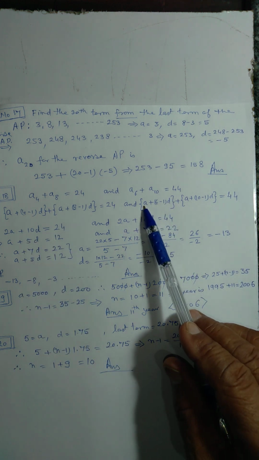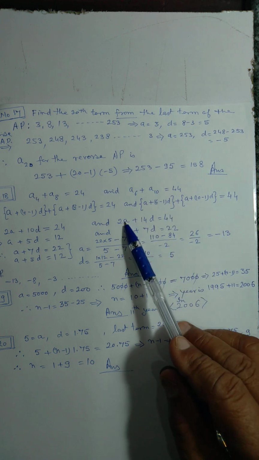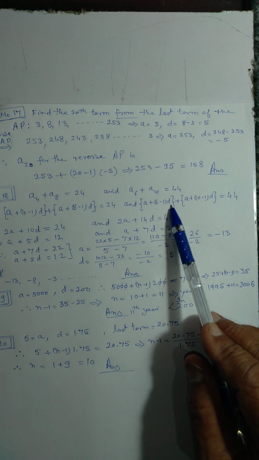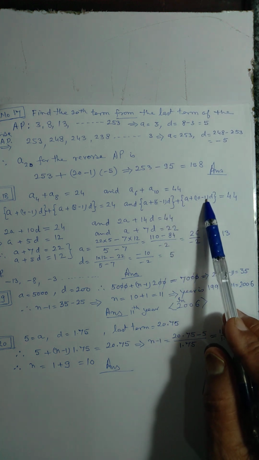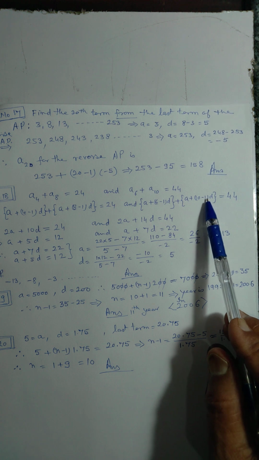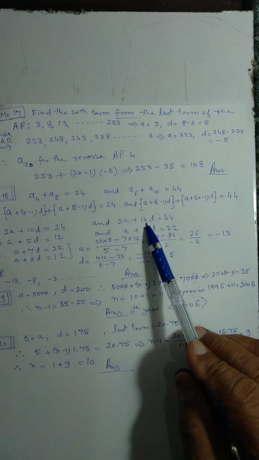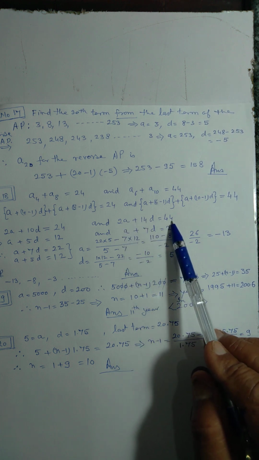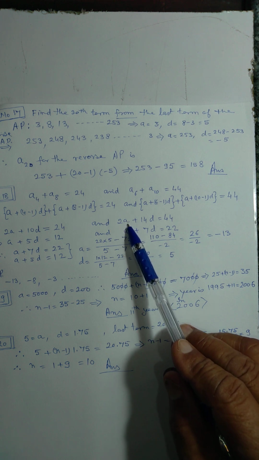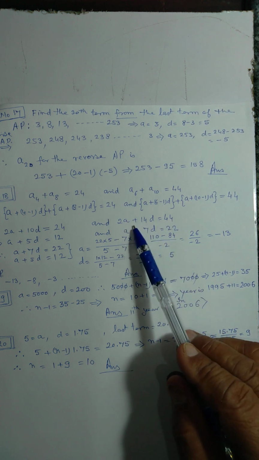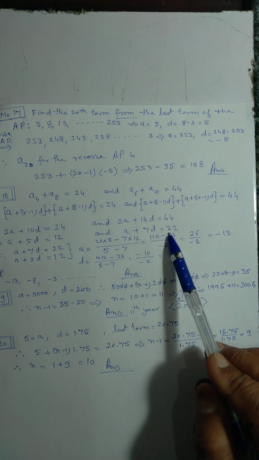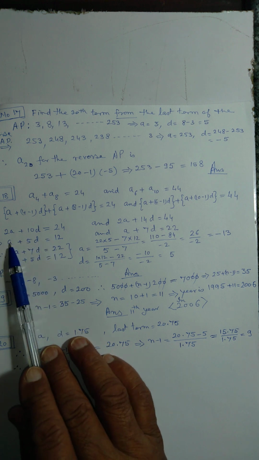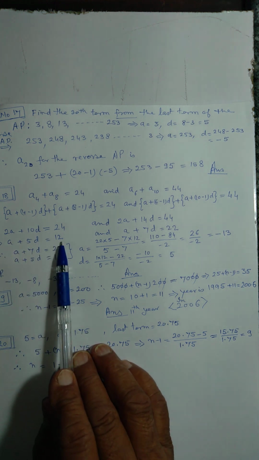Here you solve, you see A plus A, that is 2A. Now 6 minus 1, that is 5D, and from here you will get 10 minus 1, that is 9. So 9D plus 5D, that is equal to 14D. I have mentioned here, so 2A plus 14D is equal to 44. If you further solve it by dividing it by 2, you will get A plus 7D is equal to 22. Here also, if you divide both sides by 2, you will get A plus 5D is equal to 12.